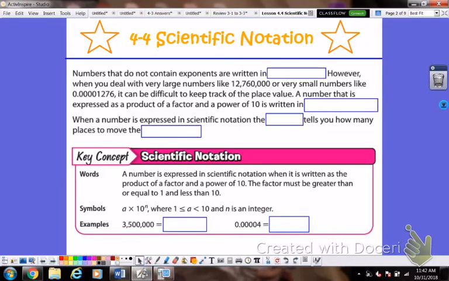In lesson 4.4, we will be talking about scientific notation. Numbers that do not contain exponents are written in standard form. Standard form is when we have no exponent, it's just the number. It can be very large, very small.